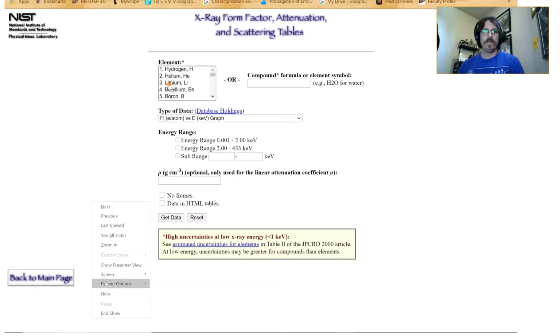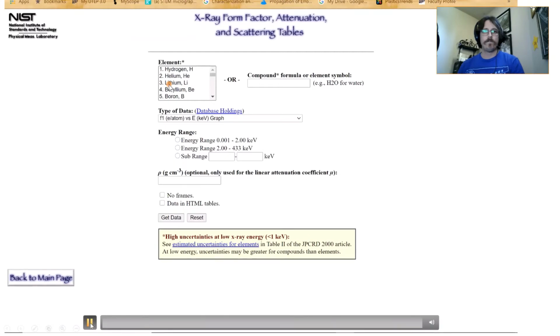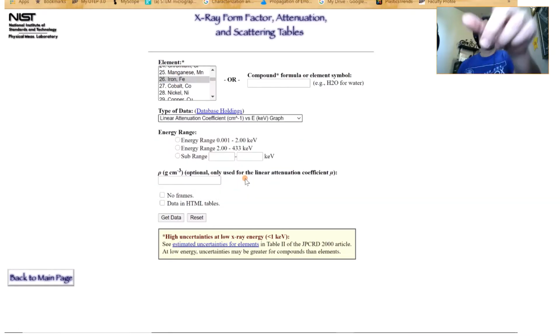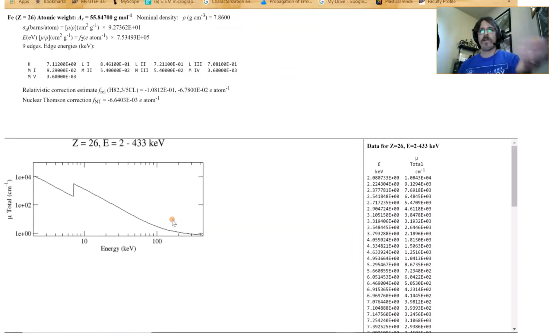And hold on. There we go. So you can pick whatever material you want. In this case, I'm picking iron. I didn't turn the volume off, but that's okay. But you also get linear coefficient, and you can pick the range, you can get the data, and you can play around with this. You have the link, so play around with it if you like.